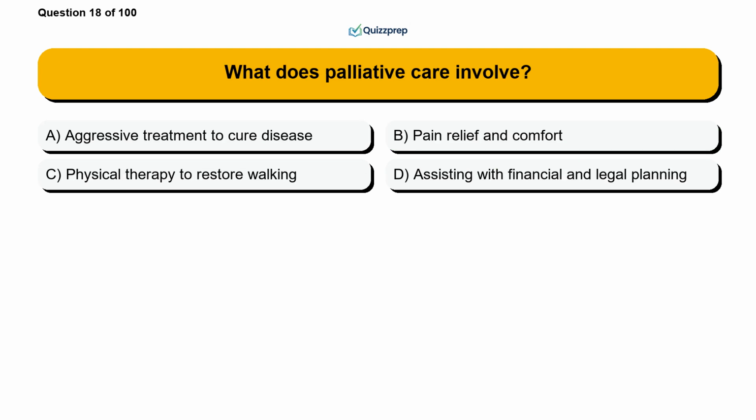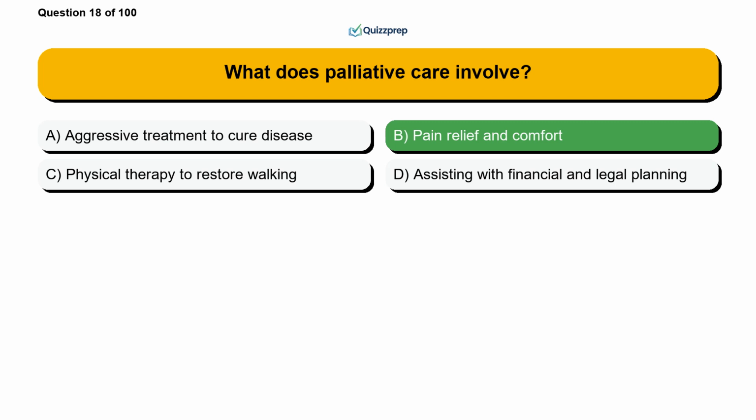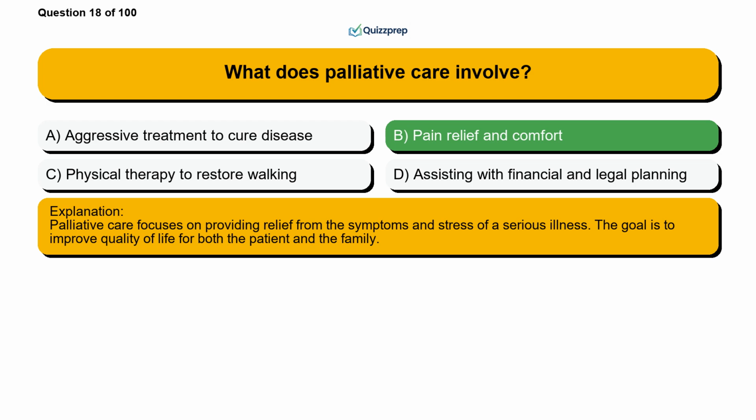Question 18. What does palliative care involve? Option A, aggressive treatment to cure disease, option B, pain relief and comfort, option C, physical therapy to restore walking, option D, assisting with financial and legal planning. The correct answer is option B, pain relief and comfort. Palliative care focuses on providing relief from the symptoms and stress of a serious illness. The goal is to improve quality of life for both the patient and the family.